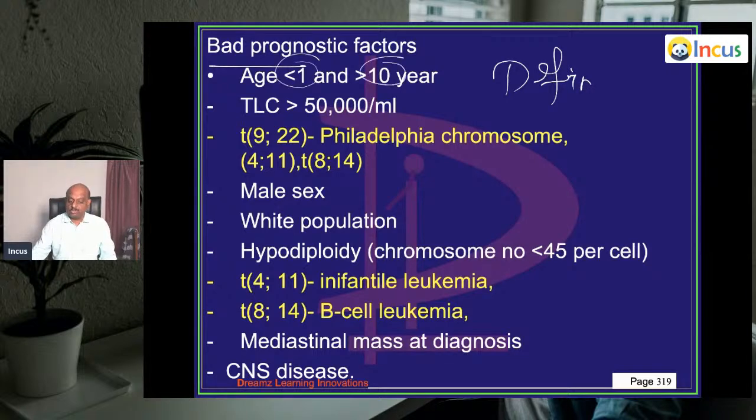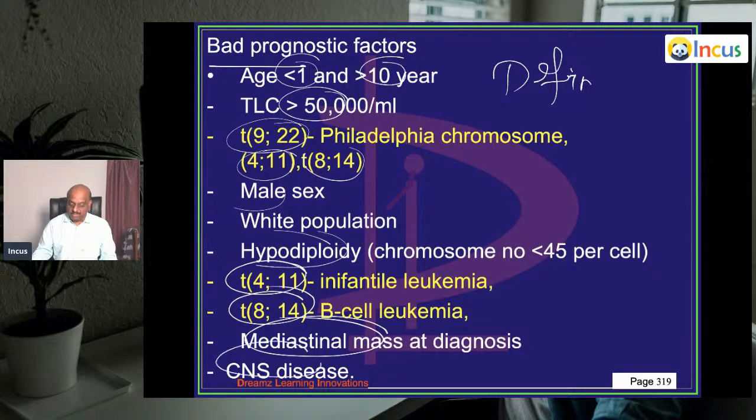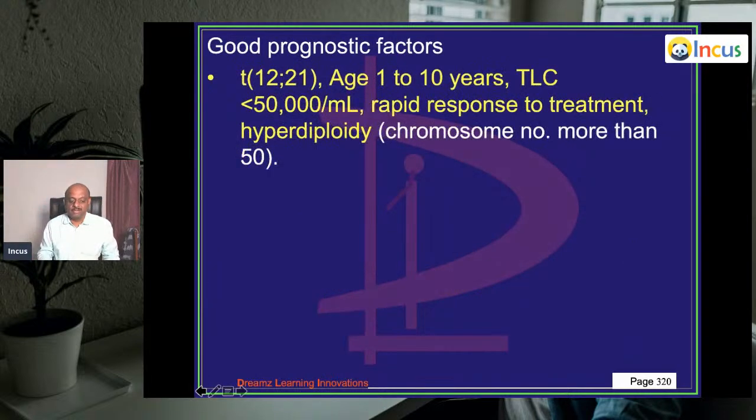Poor prognosis: age less than 1 or more than 10, TLC more than 50,000, T9;22, T4;11, T8;14, male sex, hypodiploidy, mediastinal mass, CNS disease. Good prognosis: T12;21, age 1 to 10, TLC less than 50,000, rapid response to treatment, hyperdiploidy.